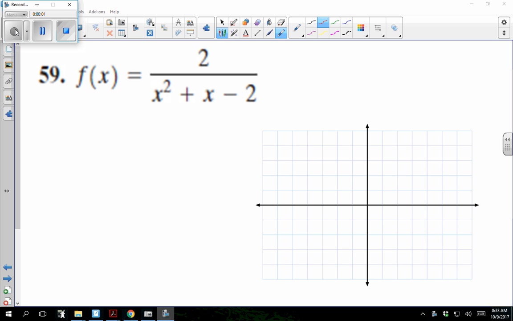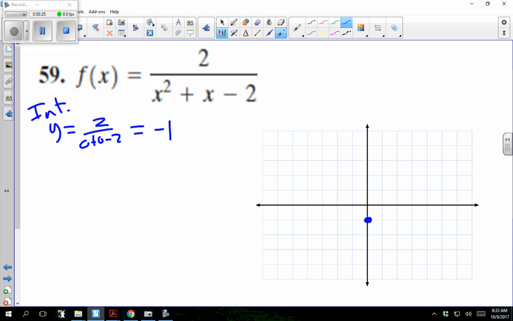Start out with trying to figure out where our intercepts are. Okay, our y-intercept should be easy. Y equals 2 over, when x goes to 0, that's going to be 0 plus 0 minus 2, or negative 1. So we're going to have a point that goes right there. Okay, our x-intercepts are when y goes to 0.